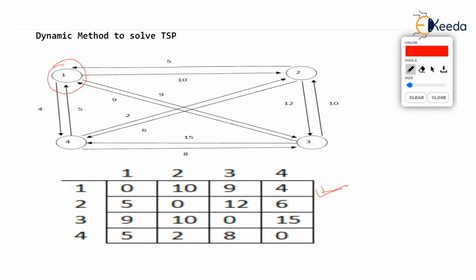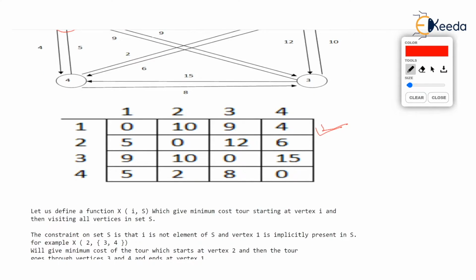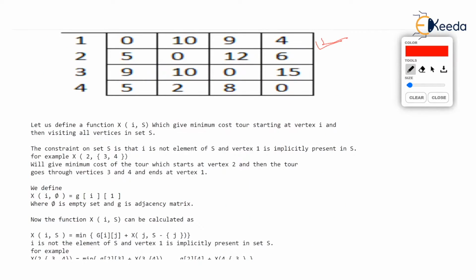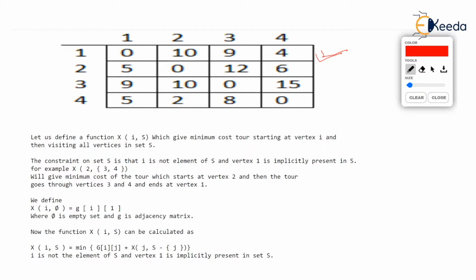Now what is the dynamic method? Here we go. What we do in the dynamic method is that we define a function. Let's name the function X. Usually we name the function as f, say f of x or something like that. But here I have named the function X just for a change. Nothing extraordinary about that. And you note that X is the function which has parameters i comma S. Now these two are the parameters.